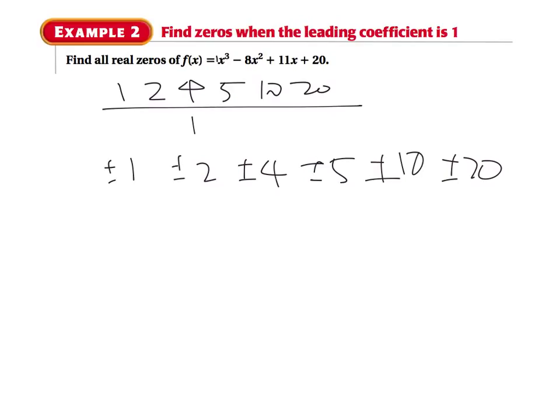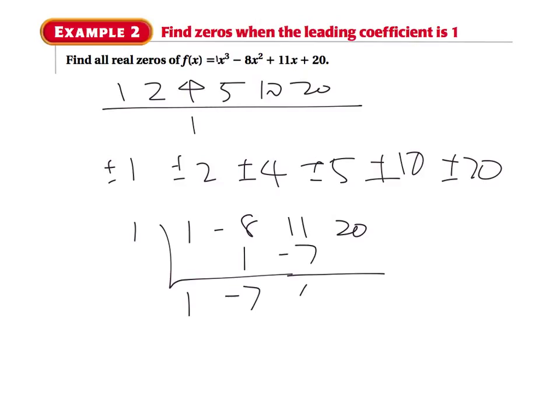So for the sake of keeping things simple, we're going to use synthetic substitution. But to keep things simple, you want to try numbers that are easy to do, or after you do it a couple of times, you get a feel of what number might work or might not work. But in this case, I'm just going to try the number 1. So do 1 times 1 is 1, negative 7 times 1, negative 7, 4, 4, 24. So that doesn't work. So positive 1 is not an actual real zero.